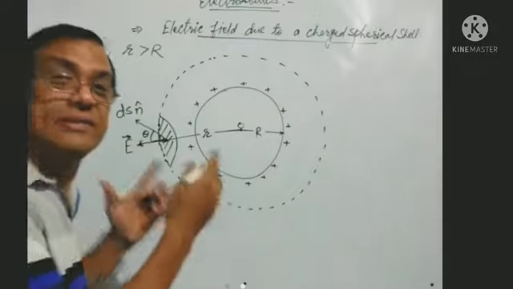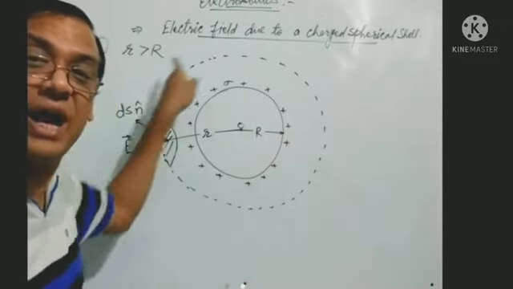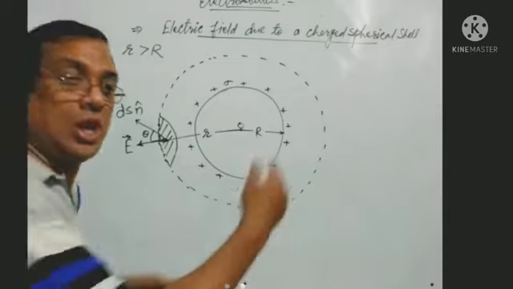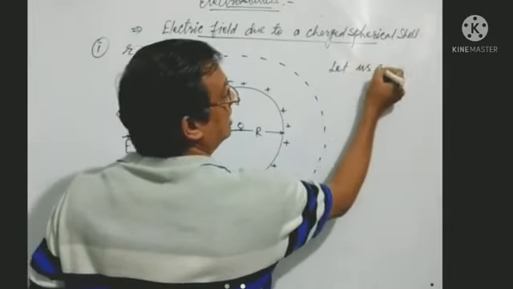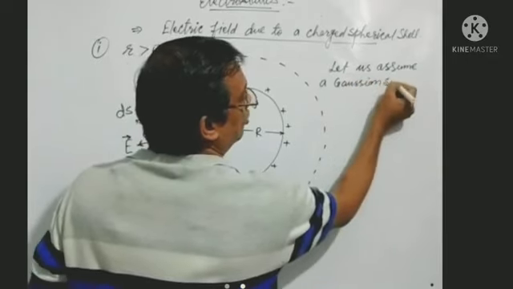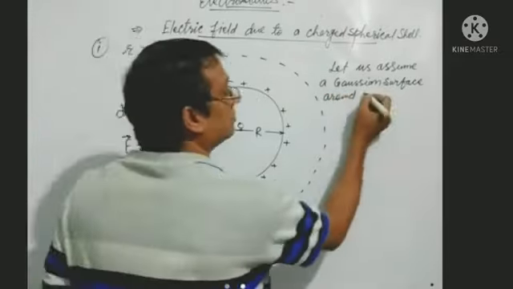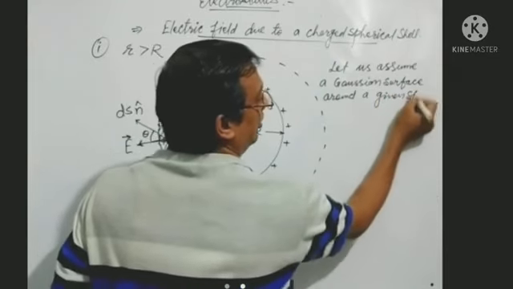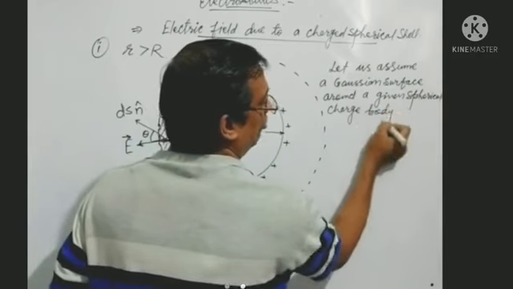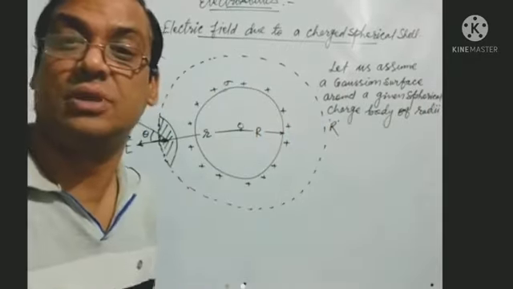So if we say that this charged body, which has sigma charge density, must be enclosed by a Gaussian surface of radius small r, therefore small r will be greater than capital R. So let us write: let us assume a Gaussian surface around a given spherical charged body of radius capital R. Then what happens, students?